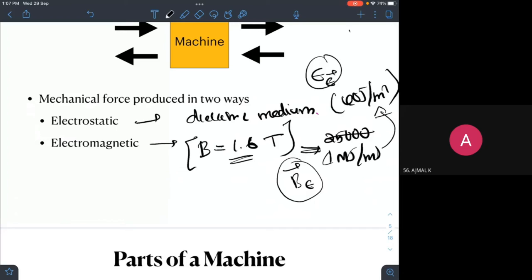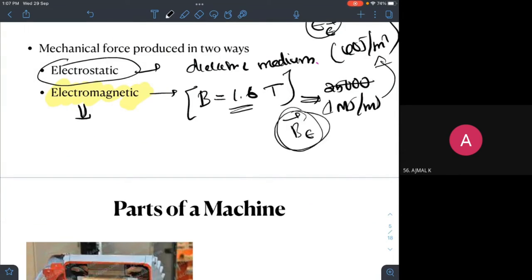So that is why most of our machines are working on what? They are all working on the electromagnetic principle and not on the electrostatic principle. Every machine that we use works only on electromagnetic principles. The reason is this energy density only. In electrostatics, energy density is lesser. In the electromagnetic case, in magnetism, we have higher energy density.